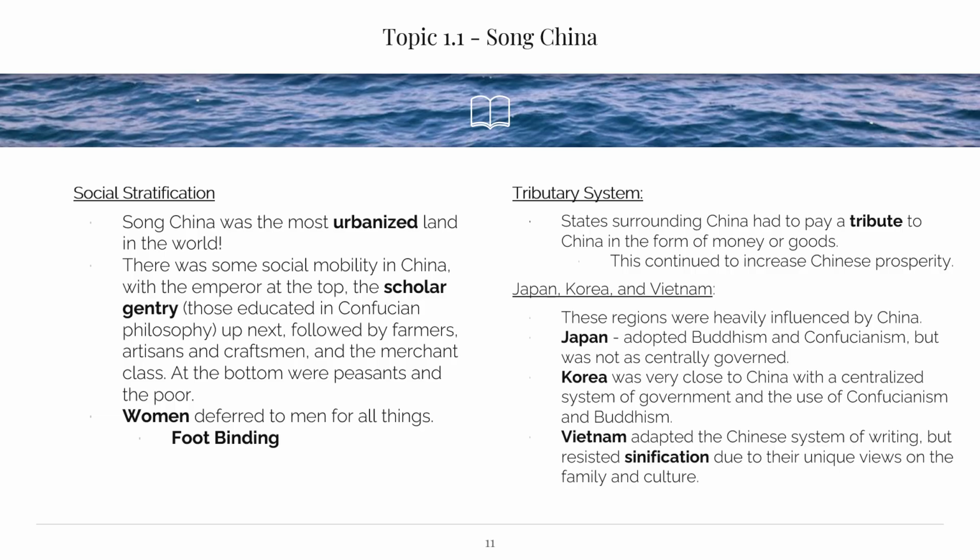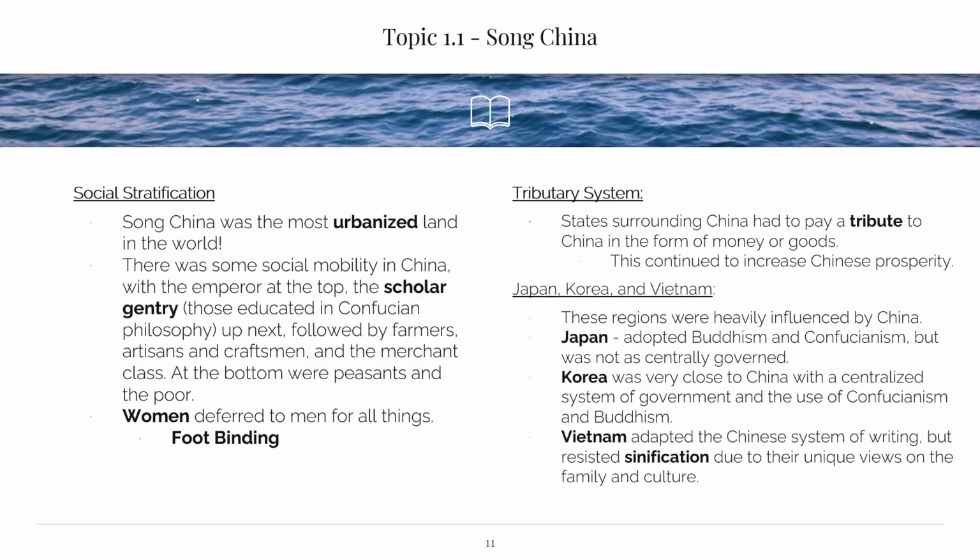Tribute system, again, this is a huge, huge term that is tested quite often on the exam at the end of the year. States surrounding China had to pay a tribute to China in the form of some type of monetary good or money itself. And this will, of course, continue to increase China's prosperity as well. The three major neighboring groups or regions are going to be Japan, Korea, Vietnam. They were heavily influenced by China.